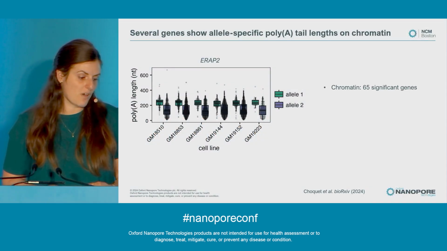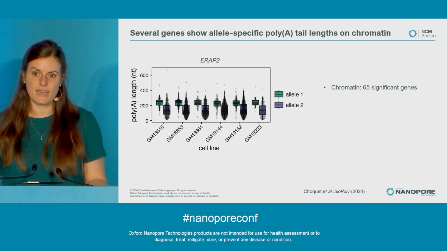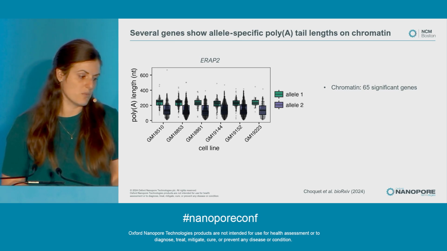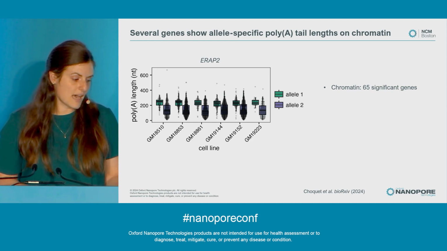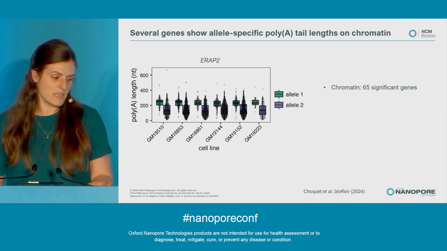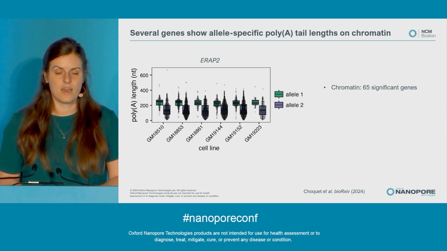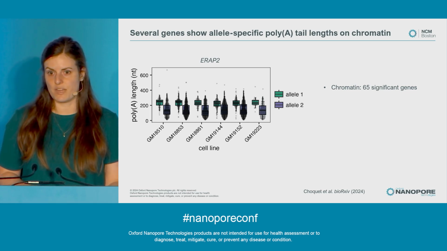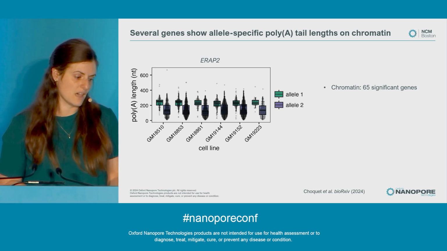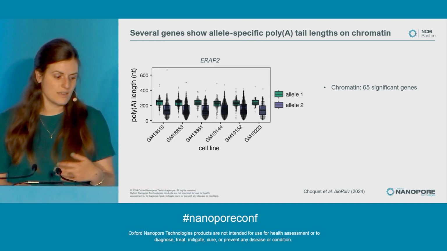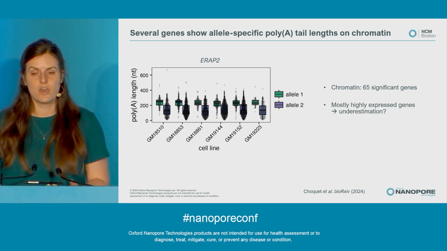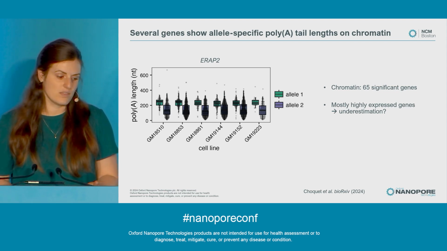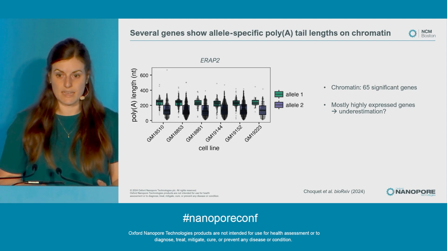Indeed, we identified 65 genes where we see highly significant differences in poly-A tail length between alleles. Here I'm showing you one of the most significant examples. On the x-axis, you have the 6 different individuals that were heterozygous, and on the y-axis is the poly-A tail length. Each dot represents one read or one RNA molecule. You can see that RNAs that originate from allele 1 have much longer poly-A tails than those from allele 2. I do want to emphasize that despite the size of our data set, we're still mostly limited to analyzing highly expressed genes. So the number of genes that have these allele-specific poly-A tail lengths is likely an underestimation.